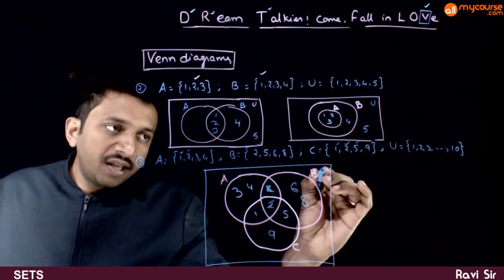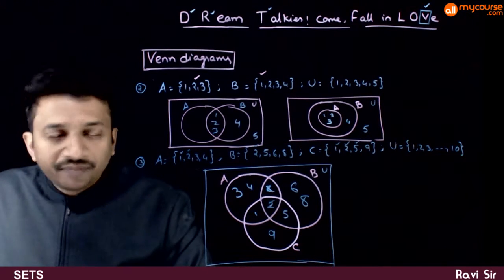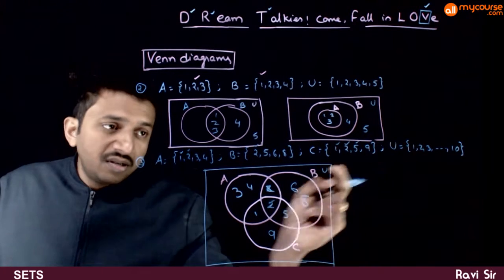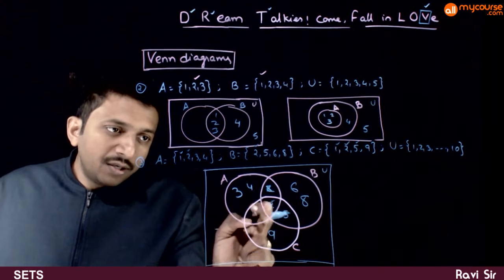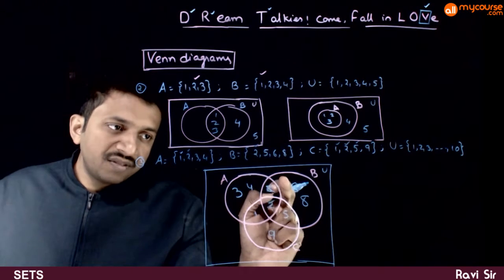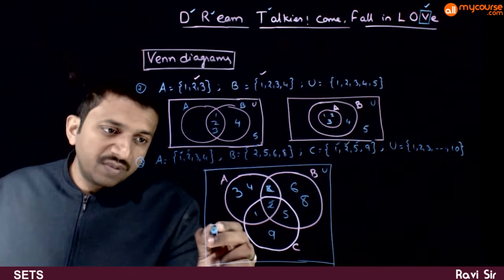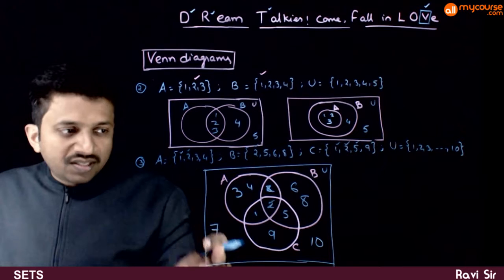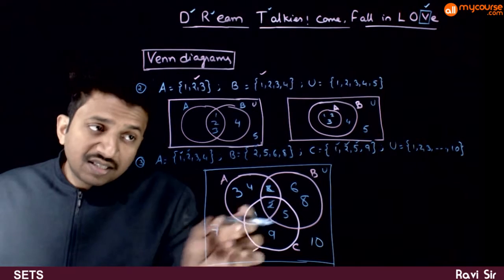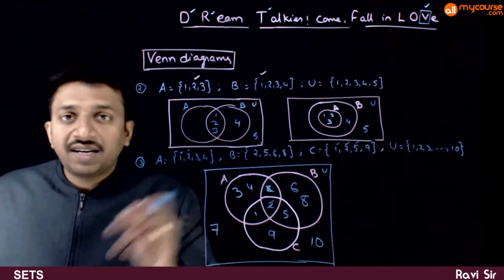Now we know that the outer rectangle is the universal set. So are there any elements in the universal set which are not present in ABC? 1, 2, 3, 4, 5, 6, 7 is missing, 8, 9, 10 is missing. So this 7 and 10 lie outside ABC but inside the universal set.